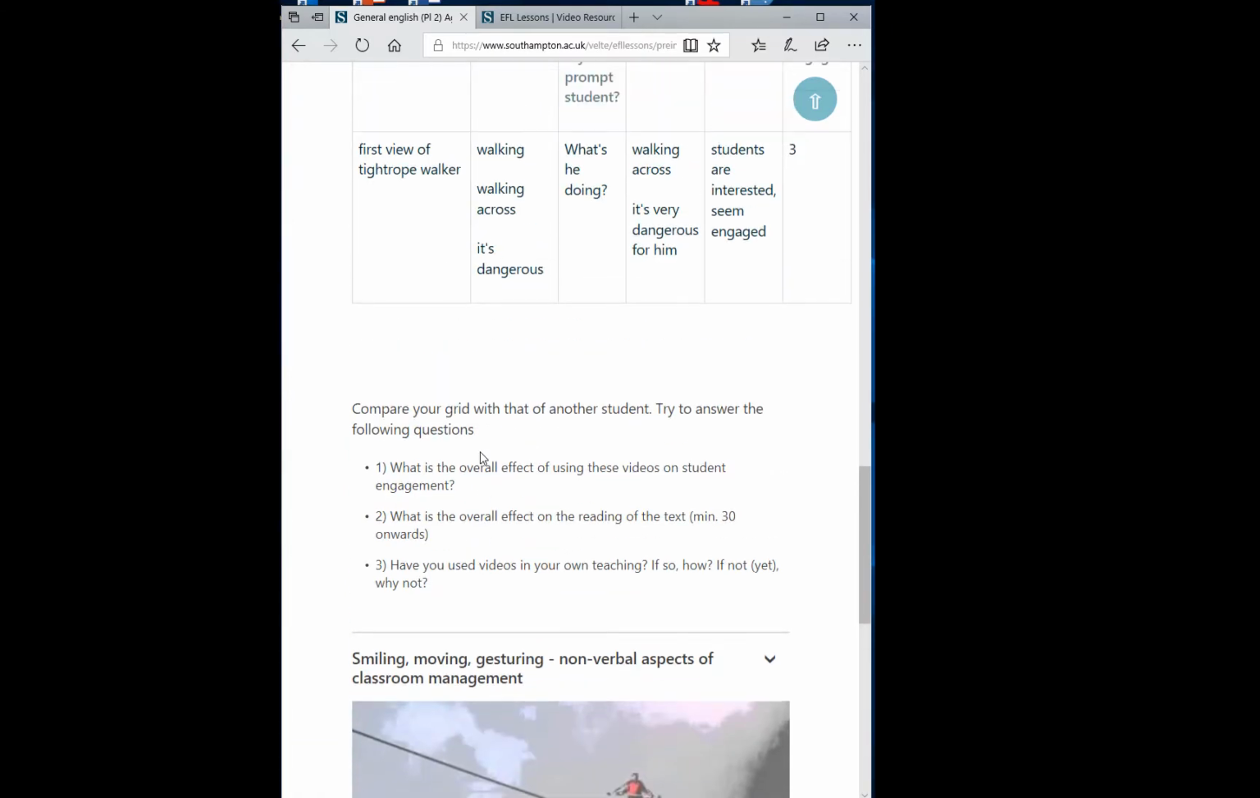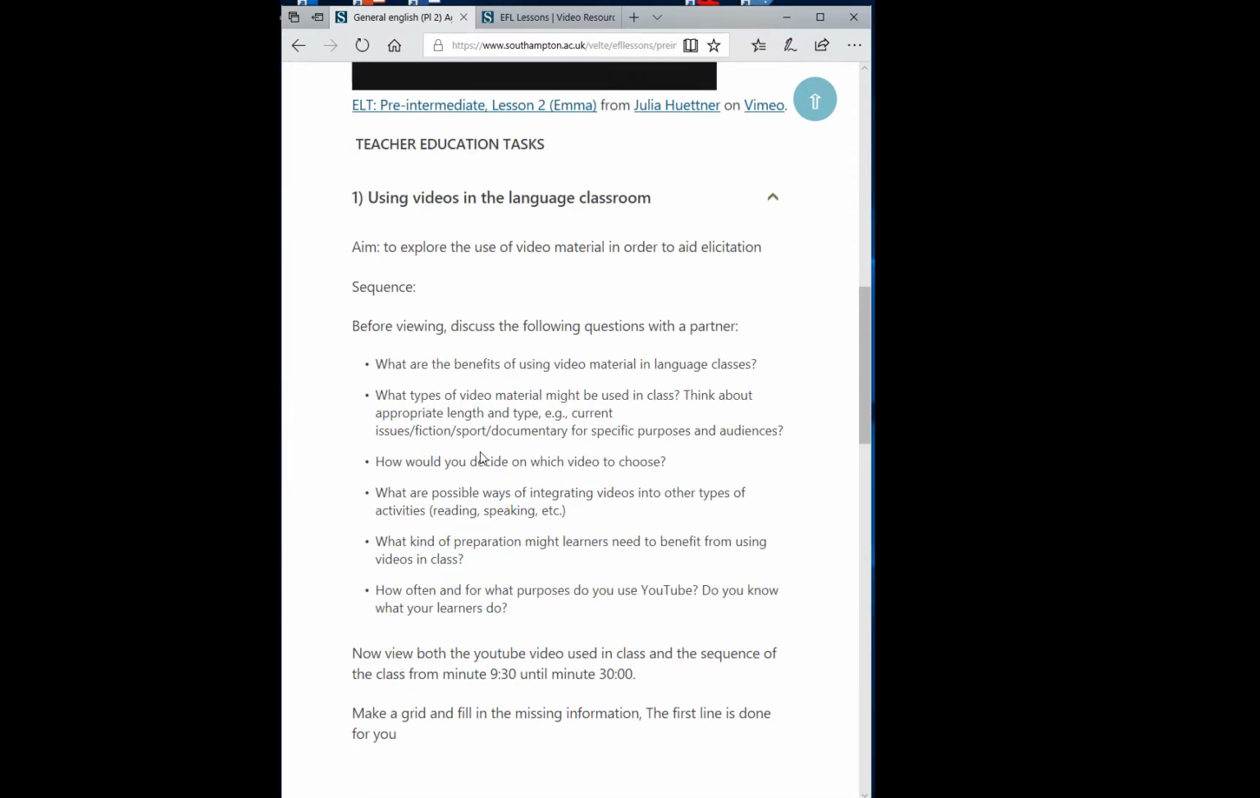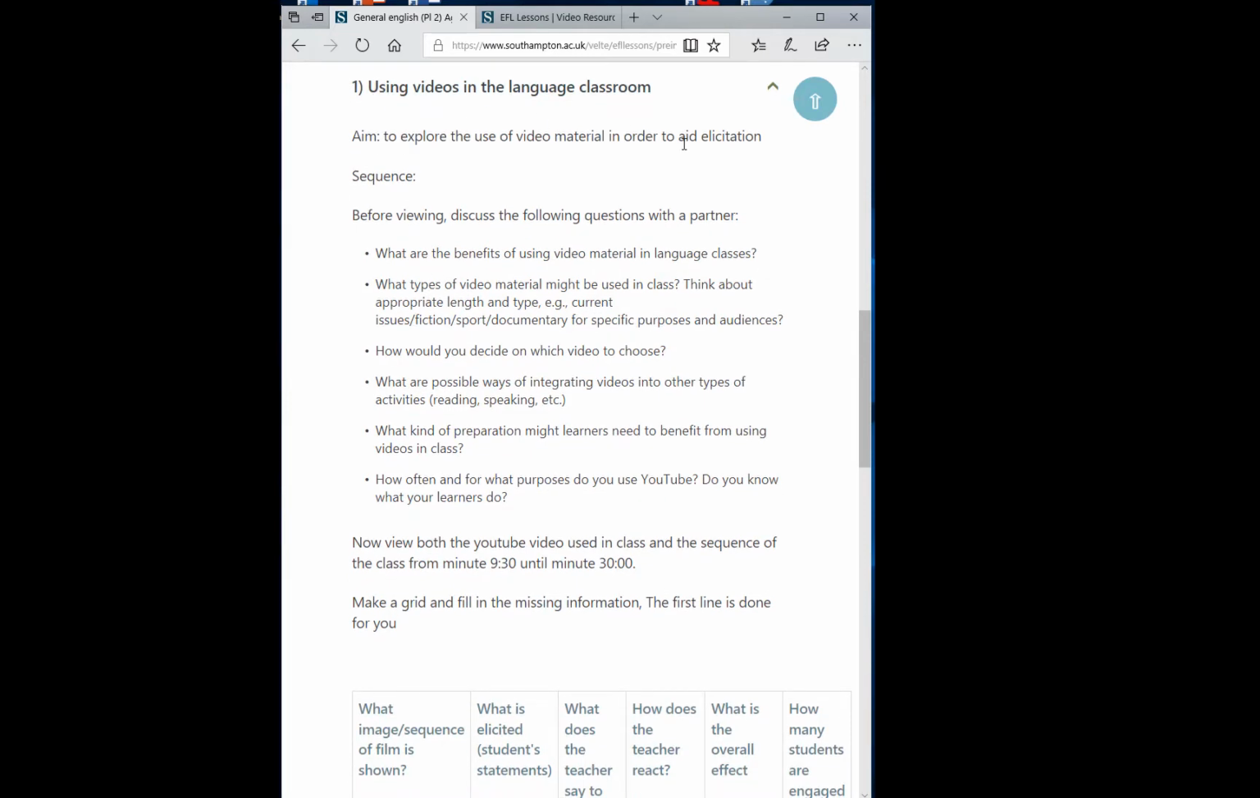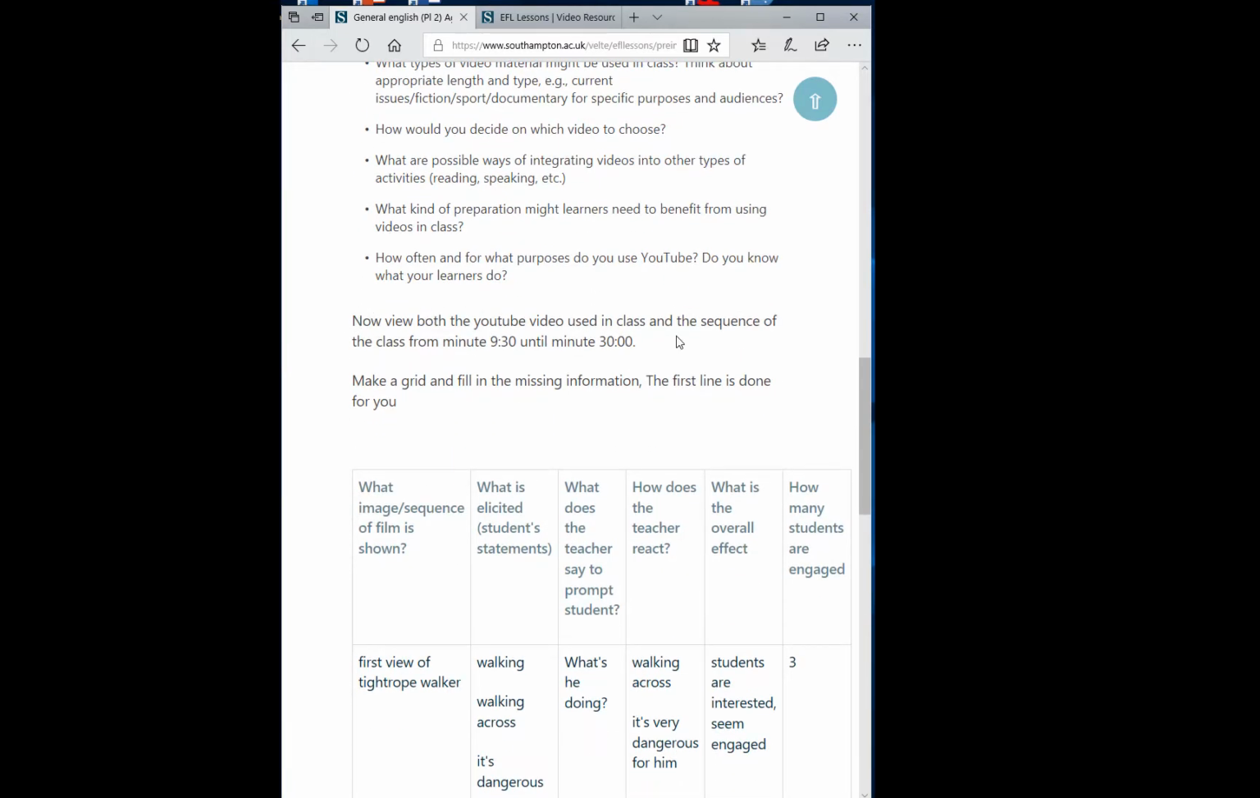And then I have shared here what I did with my own, in this case, experienced student teachers, which is to look at the use of videos in the language classroom. As you can see here, there are some pre-task questions, so some discussion points for working with a partner, which students did in one of the workshop sessions. And they were asked to view a section of the video, about 20 minutes, on their own before coming to the follow-up class.